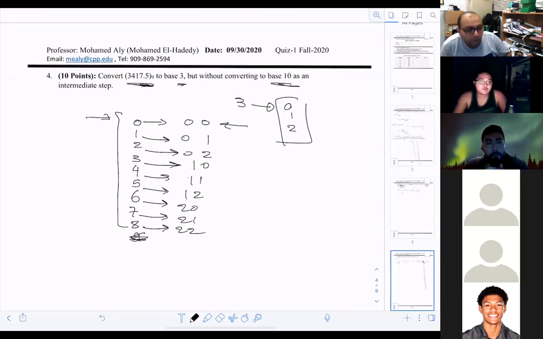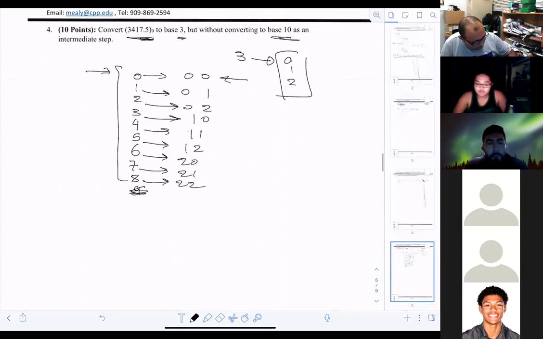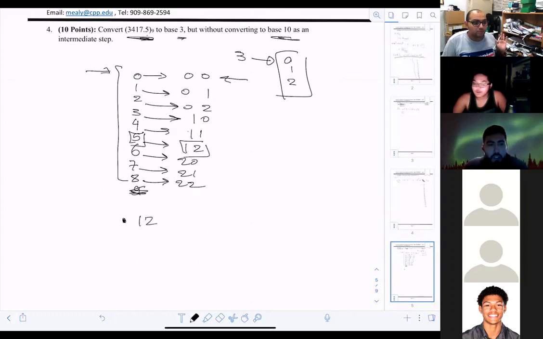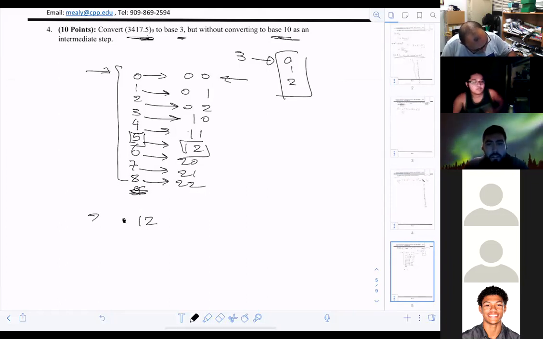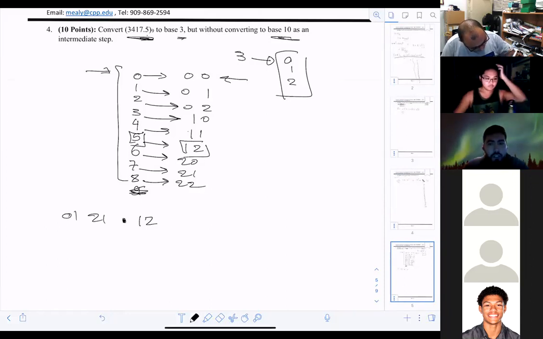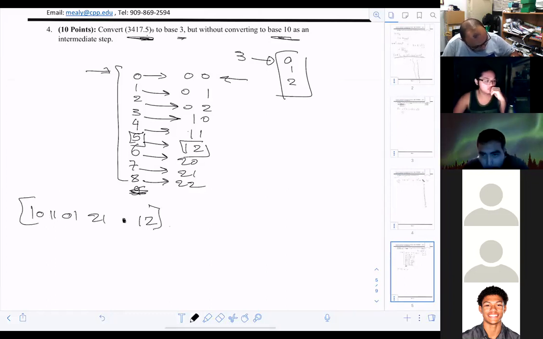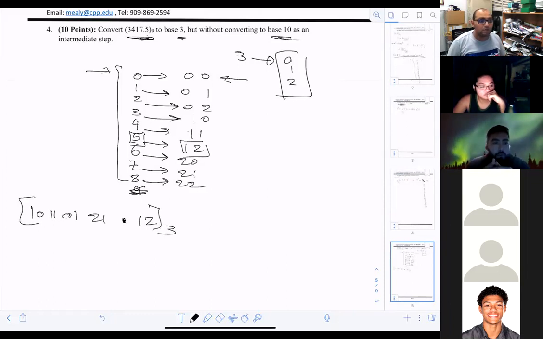Now you are looking at this problem in front of you. You already have the 9th point, or decimal point, whatever you call it, right? On this side I have 5. I look at 5, and I find the equivalency of 5 is 12. Then I look at 7. What is the equivalence of 7? 21. Then I look at 1, and I found it is basically 0, 1. Then I look at 4, and the equivalency is 1, 1. Then 3 is equivalent to 0, 1. So basically this is going to be the equivalent in base 3 of the base 9 number. Now, is it clear to everybody?